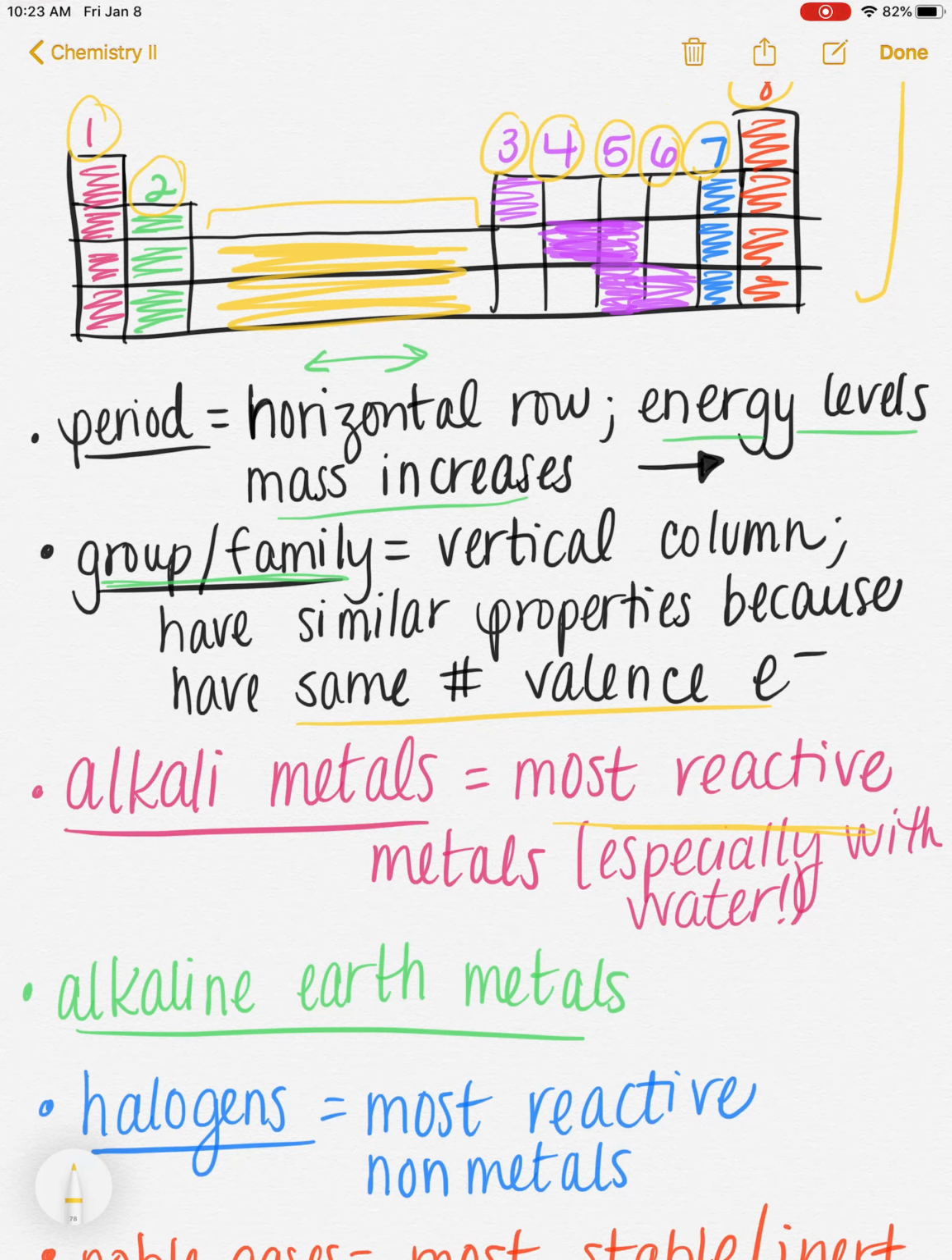The column 2, I have shaded in green. They are known as the alkaline earth metals, and they have similar properties. So this is beryllium, magnesium, calcium, strontium, barium, radium.